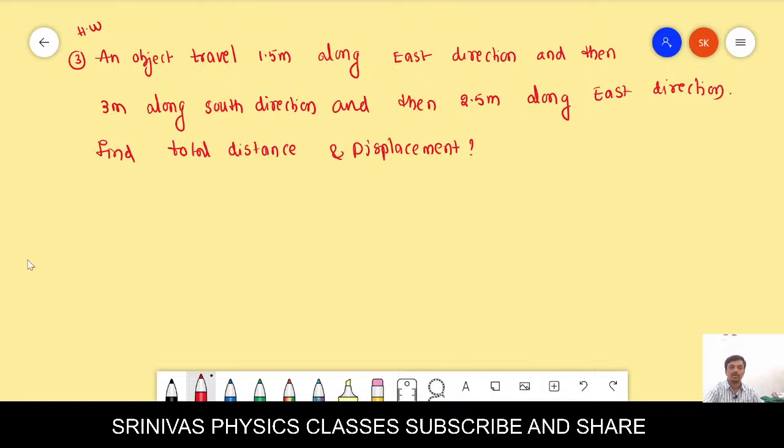This is your homework. Draw the diagram first, then after that try for it. I am giving the directions: this is north, south, east, west. Firstly it goes east, then turns and travels south, then again travels in east direction. Draw the diagram and find it. If you get the answer, then write in the chat box.